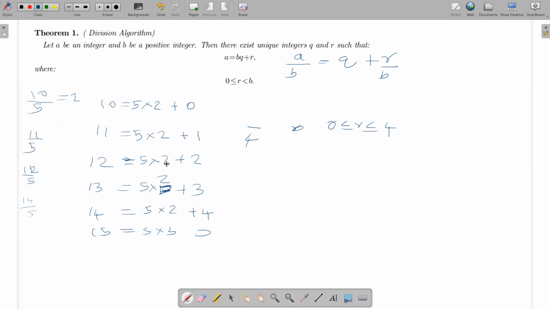12 equals 5 times 2 plus 2, so I need 2 more to make 12. Then 13 again, 5 times 2, remainder goes up to 3. 14, 5 times 2, 10 plus 4. Now when I come to 15, this resets: 5 times 3 is 15, plus 0 remainder. This part we call the quotient. It goes up by 1 here, and the remainder rolls back to 0.